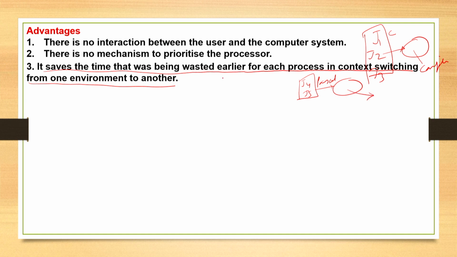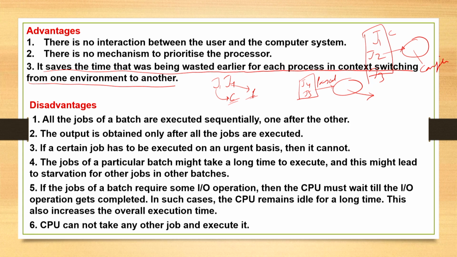Context switching means, if I have submitted J1 and then J4, it needs a C compiler, then it needs your Pascal, so there is a switching. This is not there in a batch operating system, but there are many disadvantages.